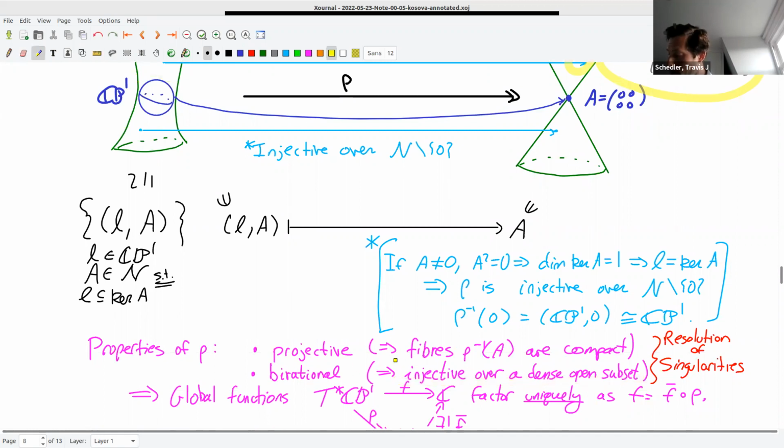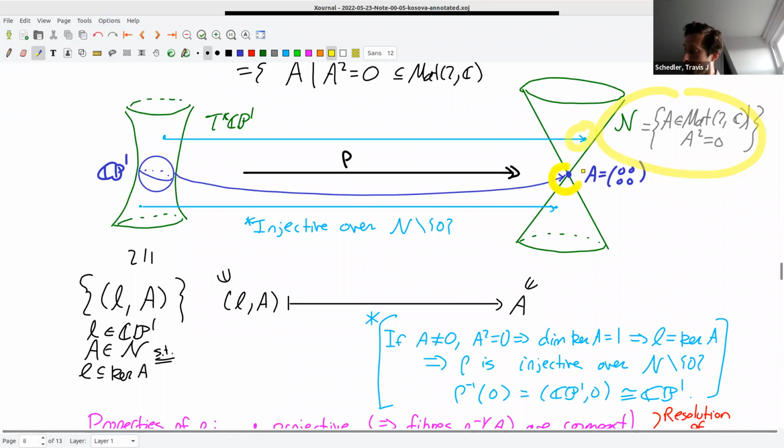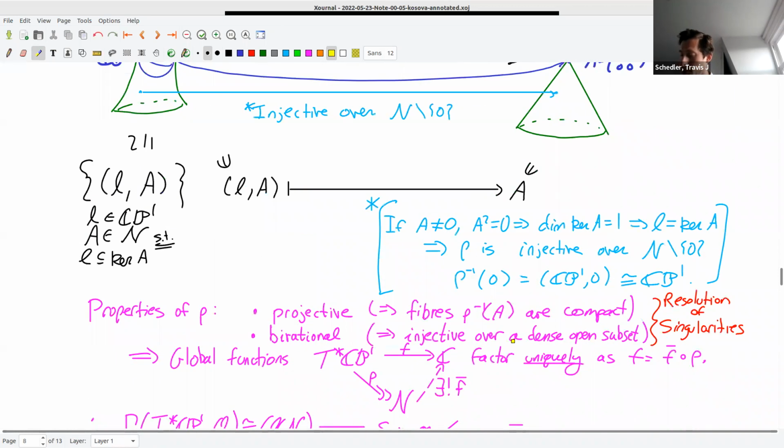And it's also projective, which means that these fibers are compact. Of course, the fibers are all points except over this 0 where we get the whole Riemann sphere, but that's compact, as we've said before. So this is a projective and birational map with a smooth source. And that's what's called a resolution of singularities. So they're really famous in algebraic geometry.